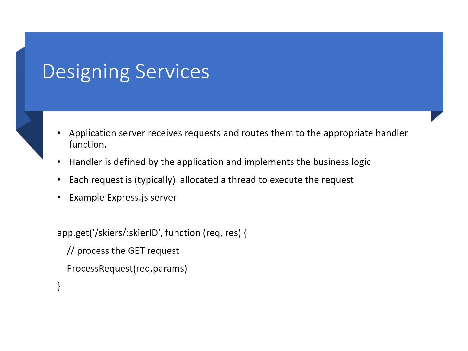We deploy our service implementations in application servers. An application server is a container that's deployed to handle API implementations. The server receives requests and routes them to the appropriate handler function to process the request. The handler is defined by the application service code and implements the business logic required to generate results for the request. As multiple simultaneous requests arrive at a service instance, each is typically allocated an individual thread context to execute the request.